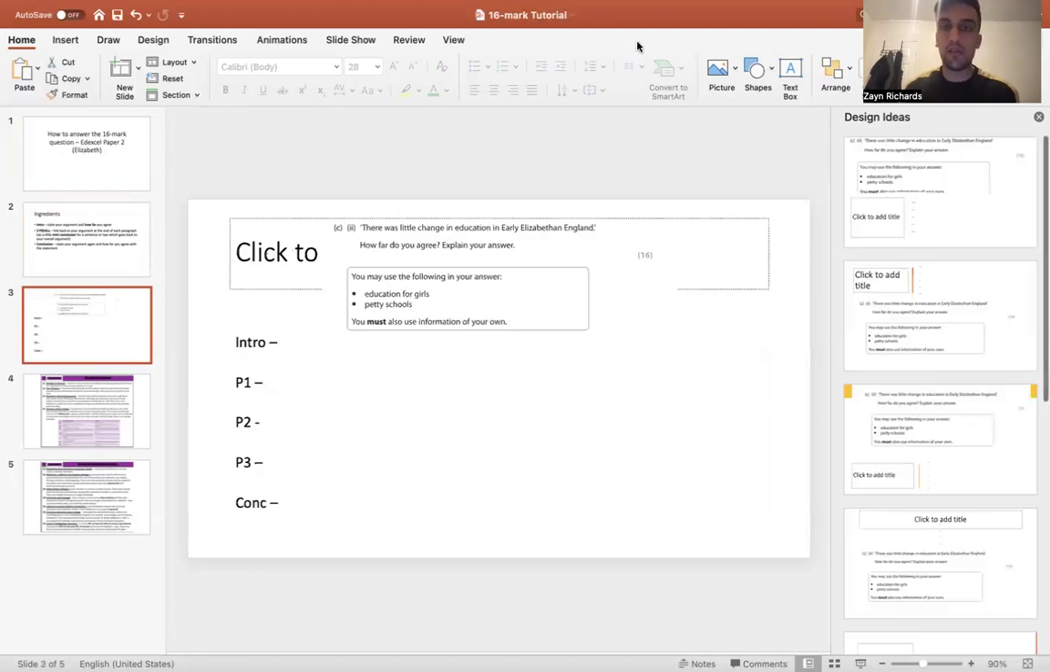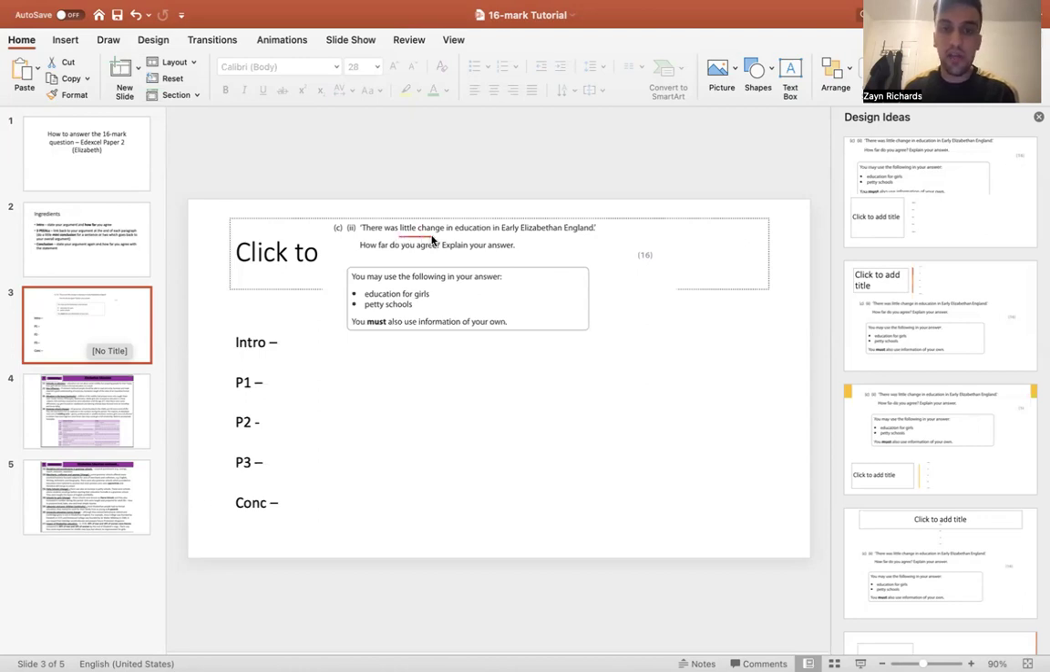Okay, so this is the question that we're going to be having a look at today. I have not even really looked at the question. I just screenshotted a random one. So let me just get a pen up. Okay, so there was little change in education in early Elizabethan England. I know a lot of you are not a fan of topic 3, so I did pick a topic 3 one. Okay, so the first thing I'm going to do is I'm going to look at the statement.